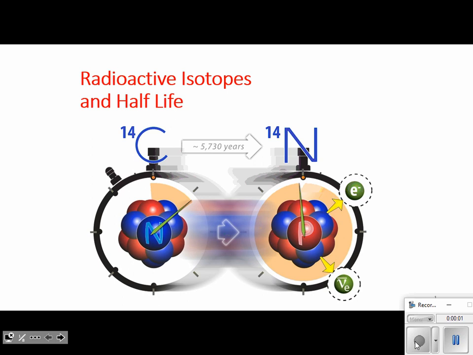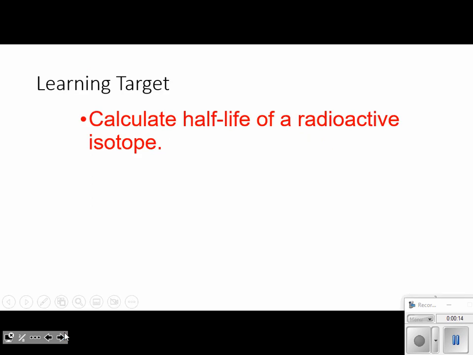All right, this is radioactive isotopes and the half-life. Now, ladies and gentlemen, our learning target is to be able to calculate the half-life of a radioactive isotope.